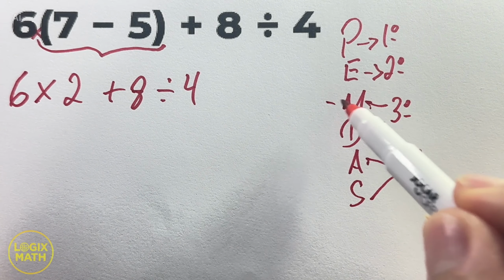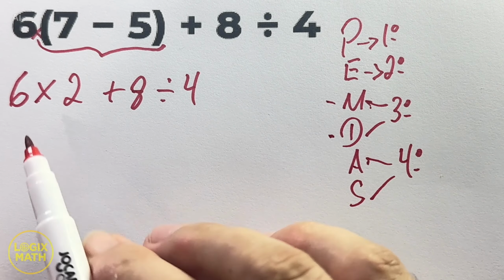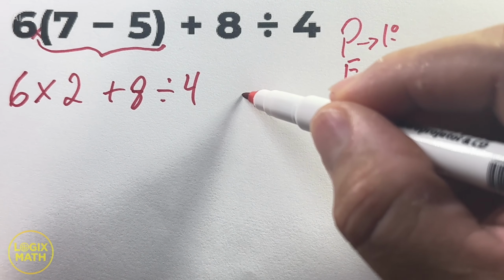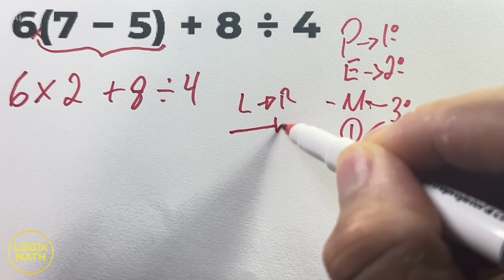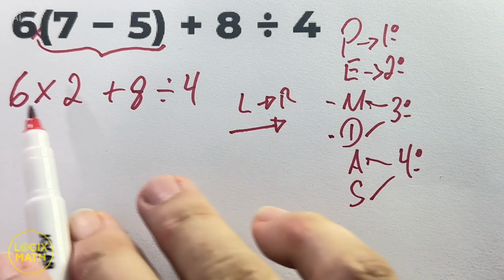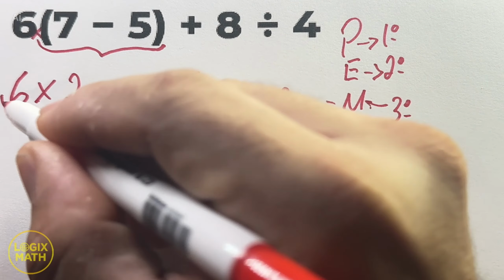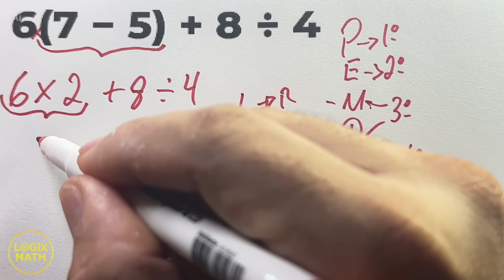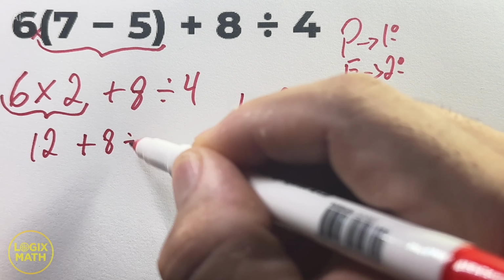Logically, it would be multiplication and division before addition, but there are both. What are we going to do? We always do it from left to right. That's the sequence, right? So we will start from here to there. So the first one here is what? The multiplication. So we will do 6 times 2, which will be 12 plus 8 divided by 4.